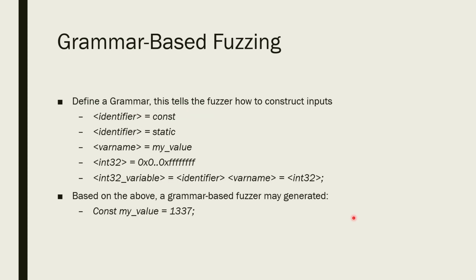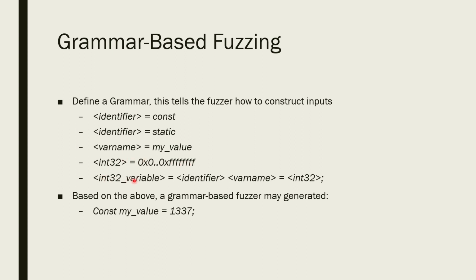So there's also grammar-based fuzzing, which is very similar to the structure view that I went through before. We can define tags that have values. This is very much used in JavaScript fuzzing and browser DOM-based fuzzing, where here we have an identifier tag, which can be a const, an identifier tag, which can be a static, a var name, which can be my value, an int32, which can be a range of values from 0 to 0xFFFF.